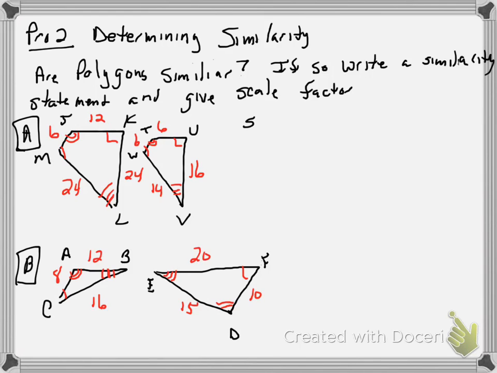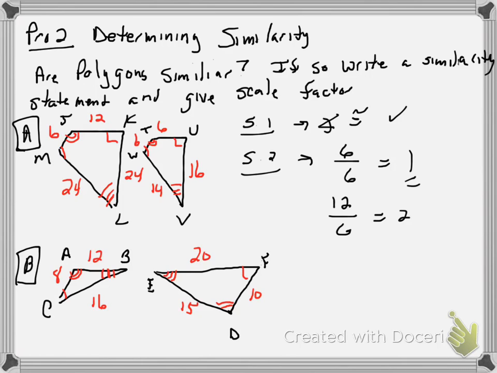So step 1, all angles are congruent. So check. Step 2, are my sides proportional? So let's do JM is 6 over TW, which is 6. That gives me 1. So there's my 1 scale factor. Let's try another side. I get 12 over 6. So JK is 12, TU is 6. That gives me 2. See how these don't match? So they're not similar. Okay, they're not similar there.